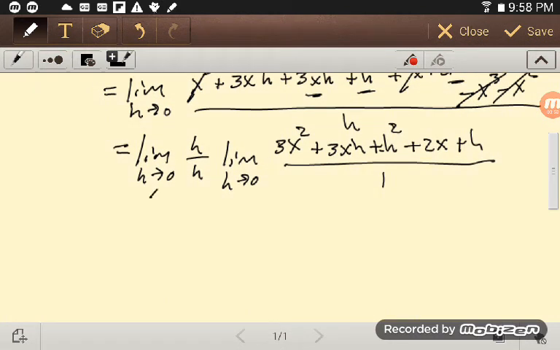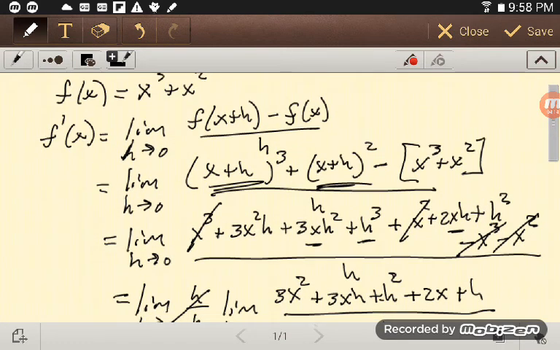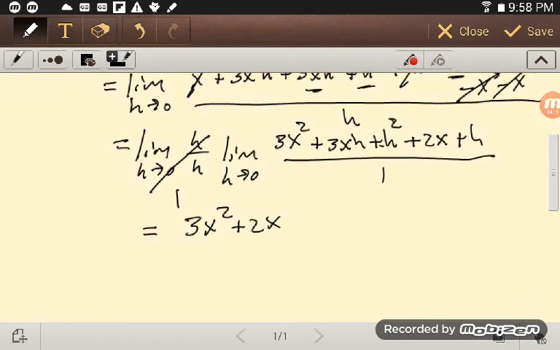And so again, you know, this is 1, and here I can do direct substitution, and so I end up with the 3x squared plus 2x. And there is my derivative function at any given value of x. 3x squared plus 2x. So that's number 20.